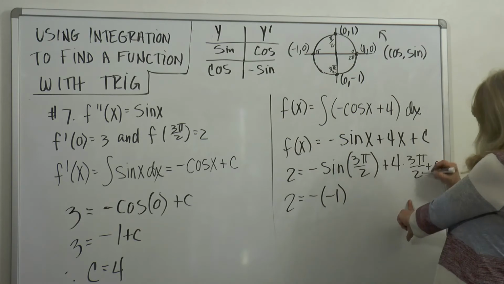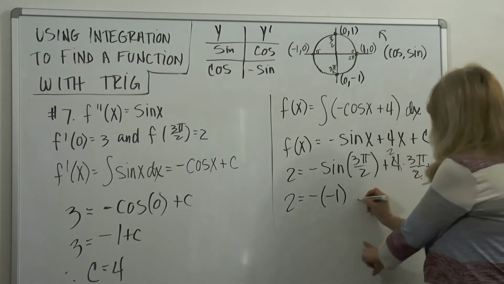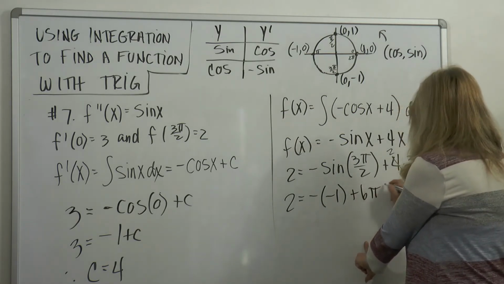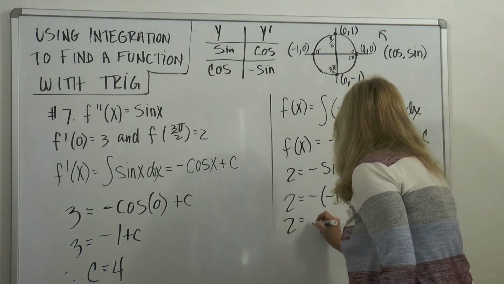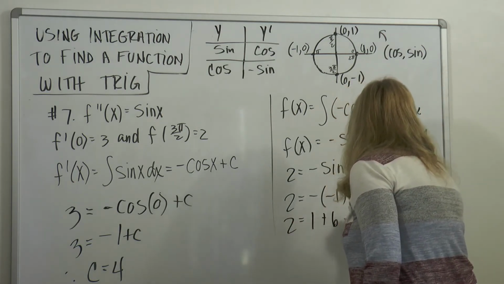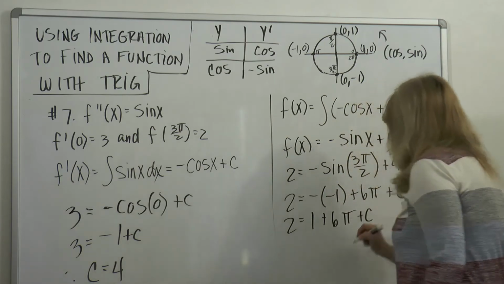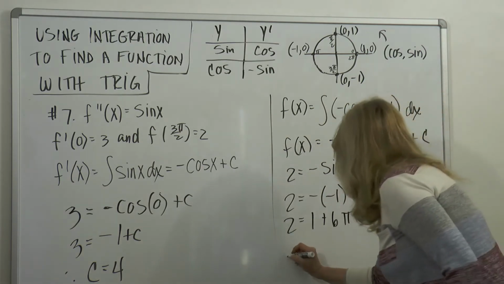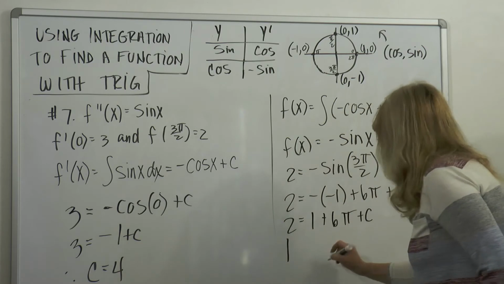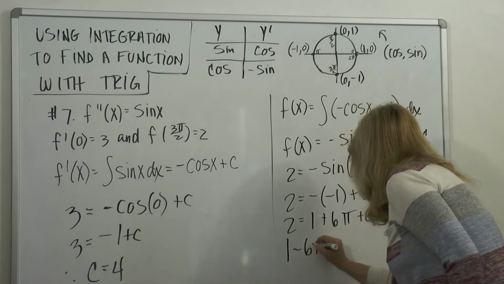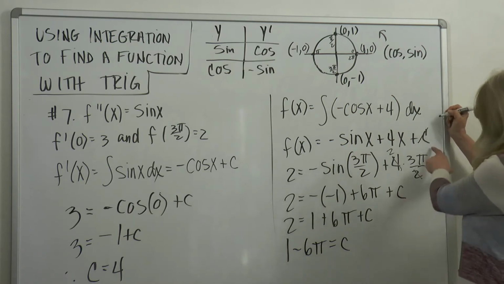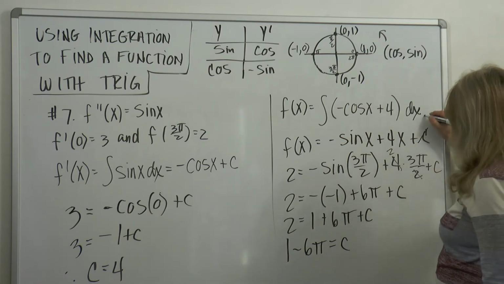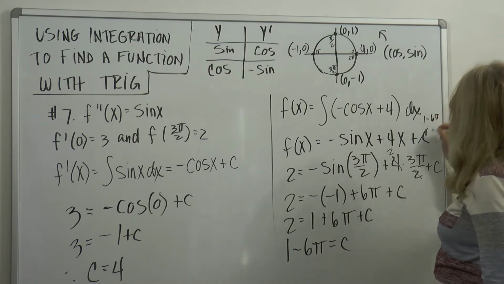Okay, then over here I can reduce this. So that's going to give me 6 pi plus c. So you have 2 equals 1 plus 6 pi plus c. Subtract 1 from both sides. That gives you 1. Subtract 6 pi from both sides. And that gives you your c. So you can just rewrite that as 1 minus 6 pi.